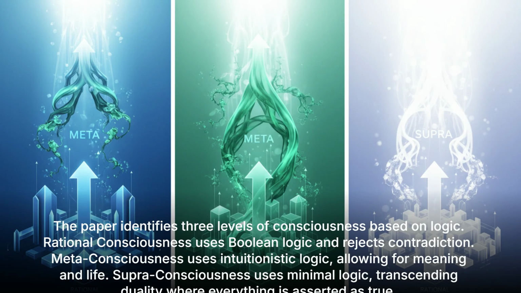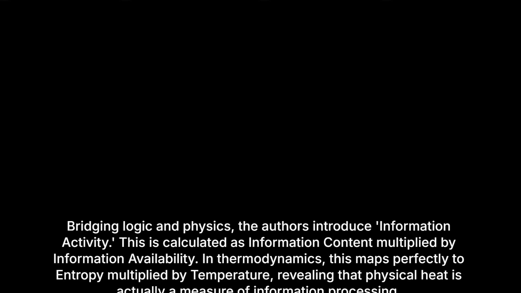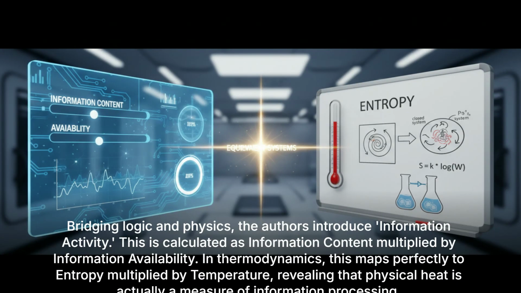The paper identifies three levels of consciousness based on logic. Rational consciousness uses Boolean logic and rejects contradiction. Meta-consciousness uses intuitionistic logic, allowing for meaning and life. Supraconsciousness uses minimal logic, transcending duality where everything is asserted as true.